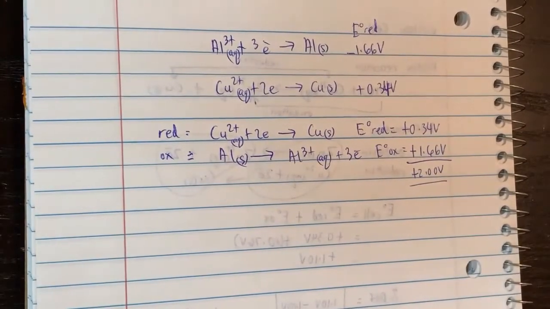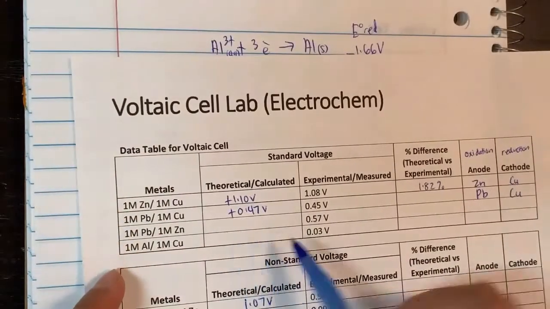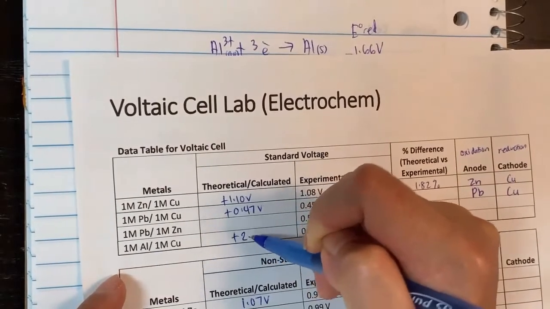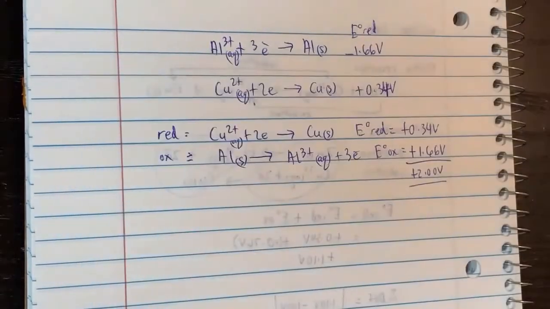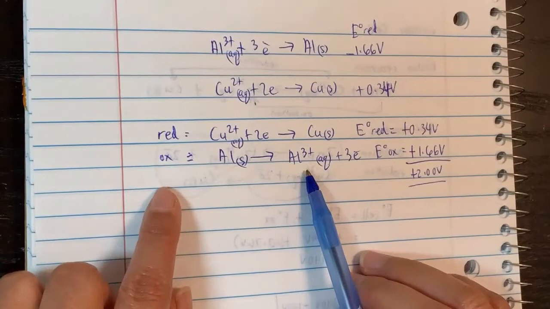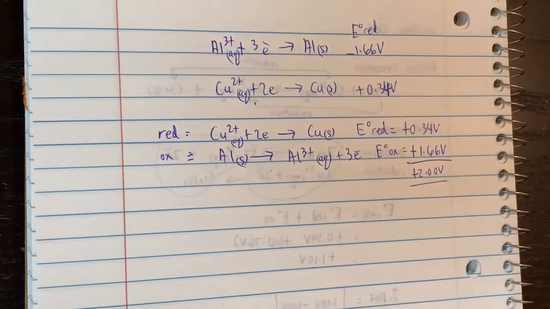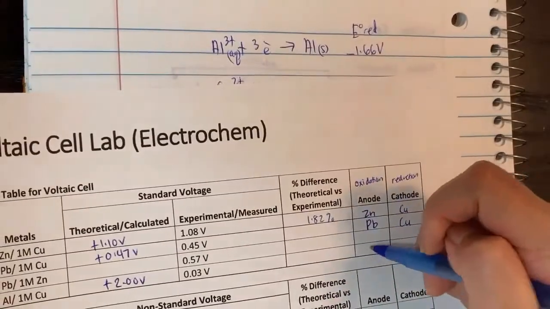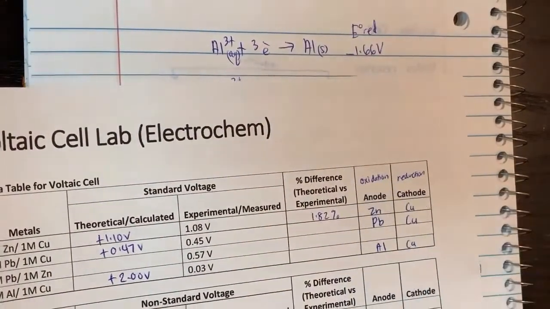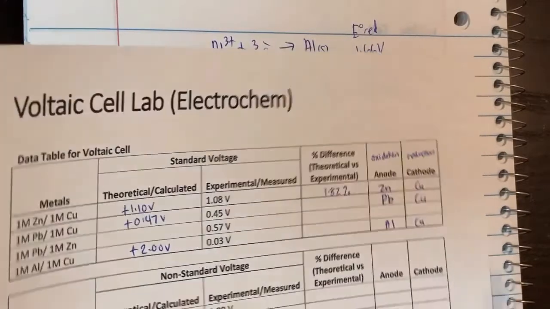And you're like, whoa, this is a really big difference. But that's okay. Sometimes the cells have big differences because there are side reactions happening during the lab. So that 2.00 here goes over here. Okay, so I'll go ahead and fill it up, might as well. And then over here, can you tell me who's being oxidized and who's being reduced? So aluminum is my anode, copper is my cathode. So aluminum solid is my anode, copper is my cathode. And then you guys can do the percent difference here.